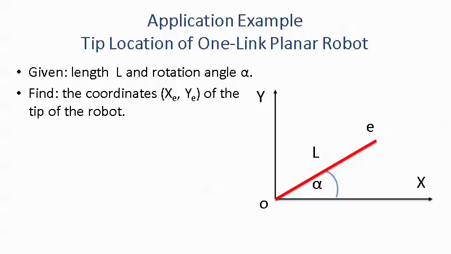Let us apply trigonometric principles that we have introduced in the analysis of robotic devices. Our examples or applications will start with the simplest robotic mechanism, which is a one-link planar robot. Given the length of this link and the rotation angle, in this particular example the rotation angle alpha, we are asked to find the coordinates of the tip of the end of the link in this plane, called X and Y.